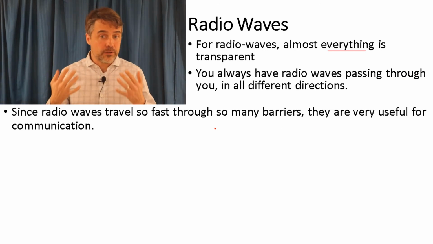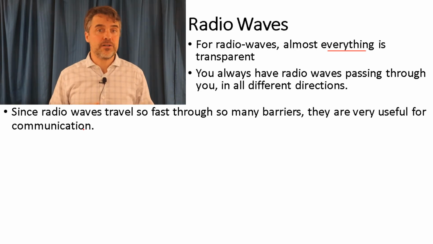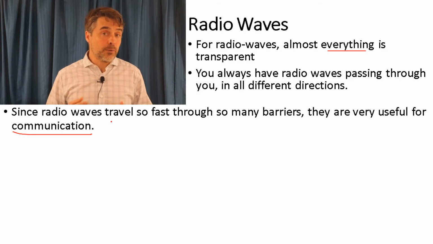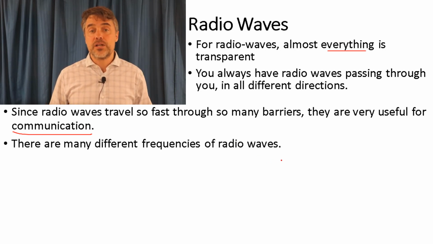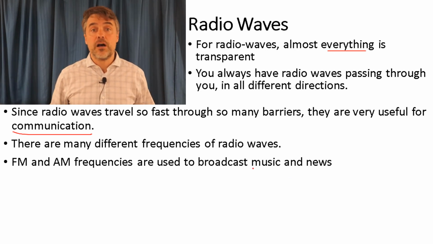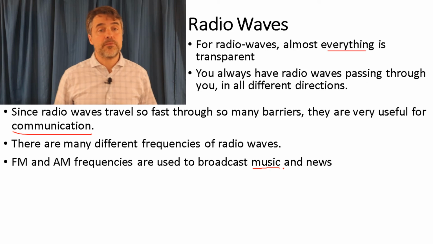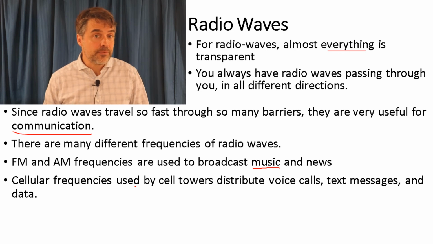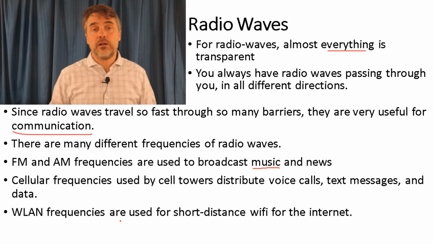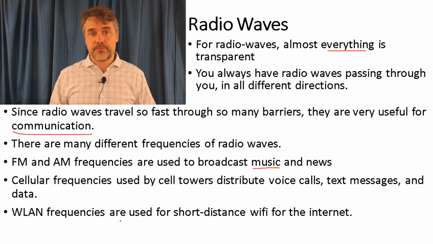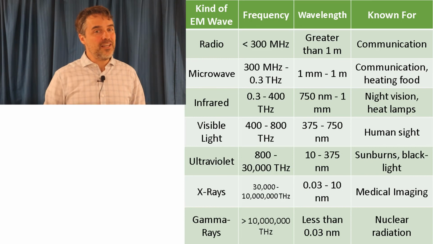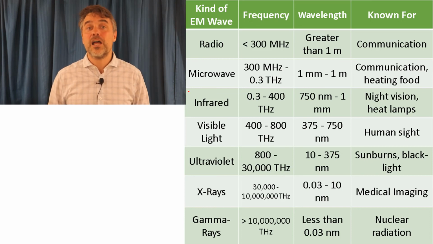Since radio waves travel so fast through so many barriers, they are very useful for communication. There are many different frequencies of radio waves, and they can be used to transmit all kinds of information, including music from radio stations on the FM and AM frequencies, phone messages and other data over the cellular frequencies, and the internet over what are called WLAN frequencies. All of these are EM waves, and I hope you can see they are truly essential for our lives.